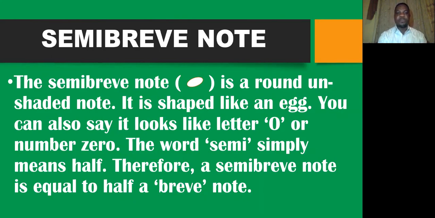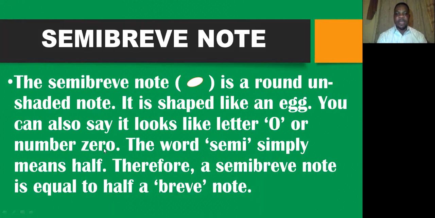So the semibreve note, as you can see right here, is a round unshaded note. Can you see it here? Round unshaded note. Can you see? It is shaped like an egg. So you can also say it looks like letter O or number 0. So those are the descriptions you can give to semibreve.